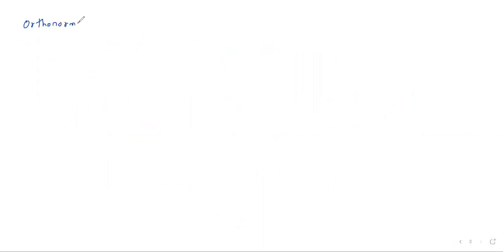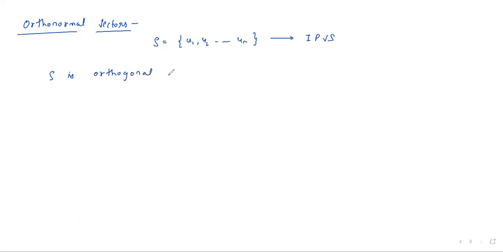orthonormal vectors. What are orthonormal vectors? For that, let's consider a set S which has vectors u1, u2 to un. This set is in my inner product vector space. This set is lying in the inner product space. Now this set S is said to be orthogonal if each pair of vectors in S are orthogonal.